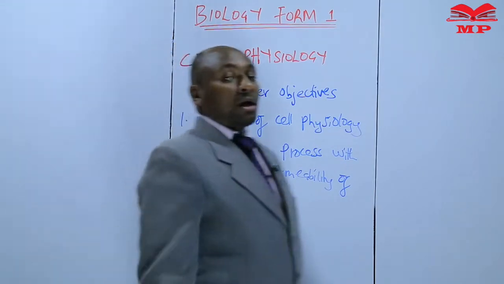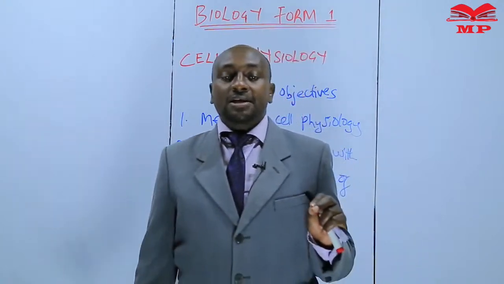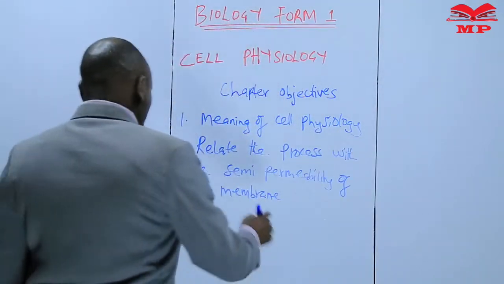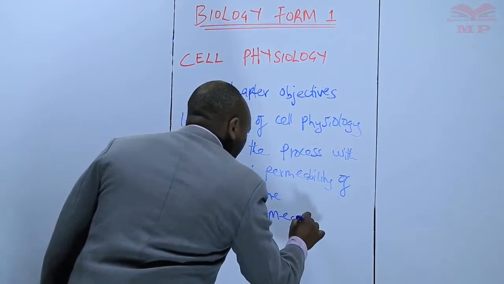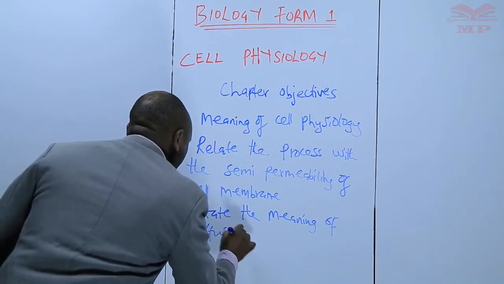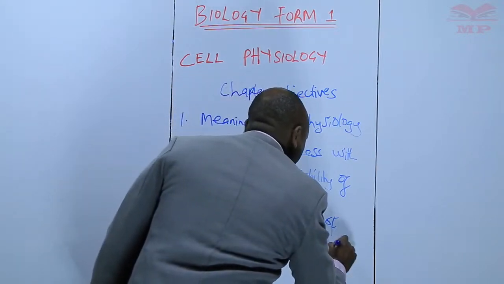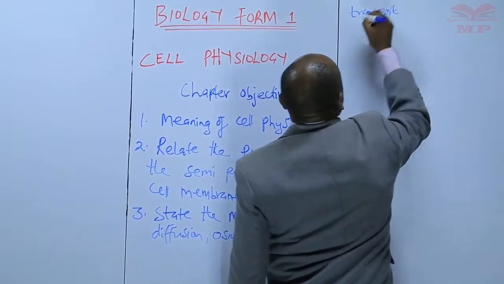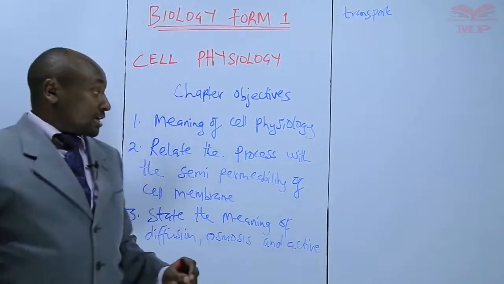Number three, we'll also be able to state the meaning of three physiological processes. These are diffusion, osmosis, and active transport. So you'll be able to state the meaning of those three terms, the term diffusion, osmosis, and active transport.